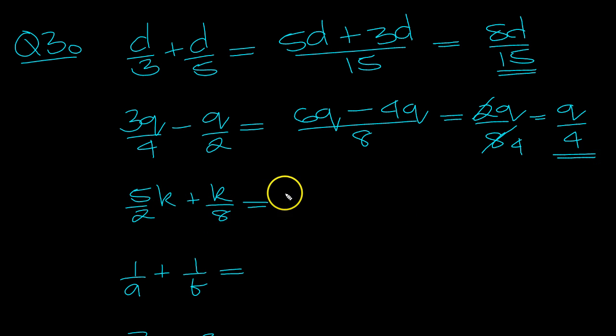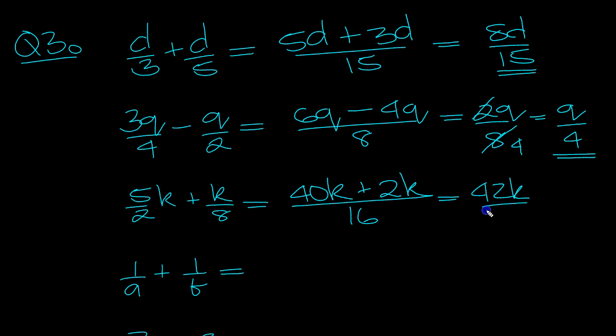Here cross multiply 40k plus 2k over 2 8s is 16. 42k then over 16. There's a 4 common, isn't there? No, there's a 2 common. 8 and 21. 21k over 8.